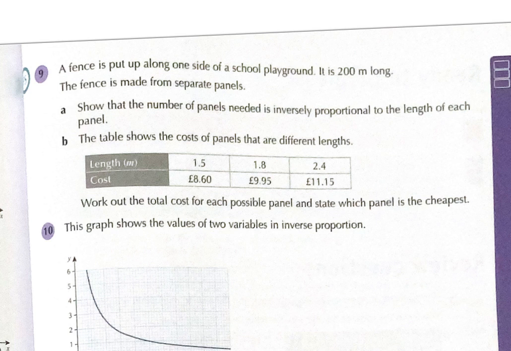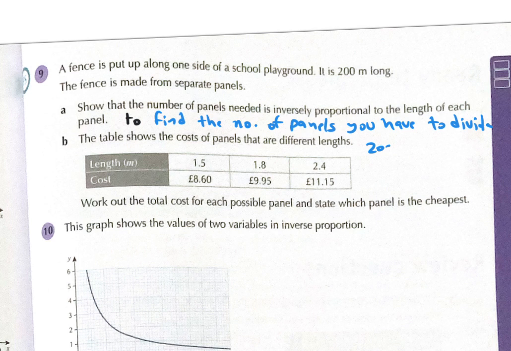So you can say that to find, write with me, you have many ways to prove that they are inversely proportional. To find the number of panels needed, you have to divide 200 by the length of the panel.